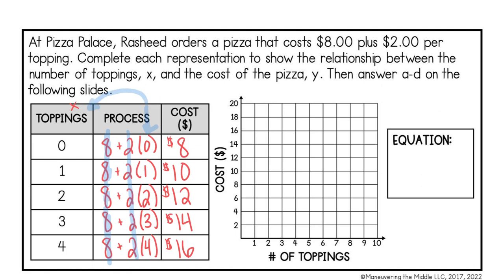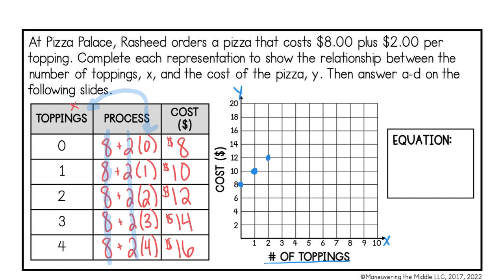So now let's graph these points. So for 0 toppings, he still had to pay $8. And notice, toppings are on our x, cost is our y. If he gets 1 topping, it's going to be $10. So I'm going to go over 1, up 10.